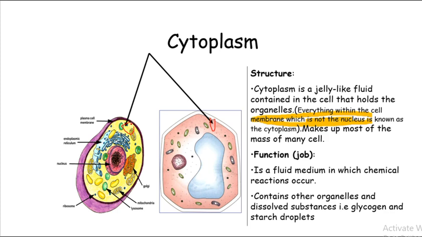And the role is this is where chemical reactions occur. Remember, we have several chemical reactions which occur within the cell, and they occur within the fluid medium, which is the cytoplasm. Apart from that, it contains other organelles and dissolved substances, for example, glycogen and starch droplets.